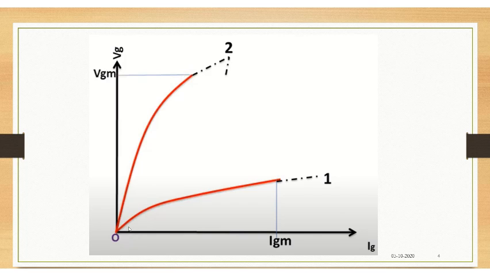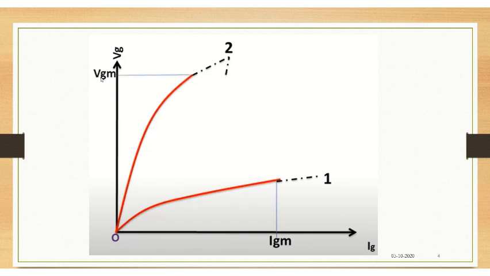Curve 1 would represent the highly doped condition, and curve 2 would be for the lightly doped condition. I hope you are observing that. Now there are different points there. On curve 2, this would be the maximum voltage, VGM.